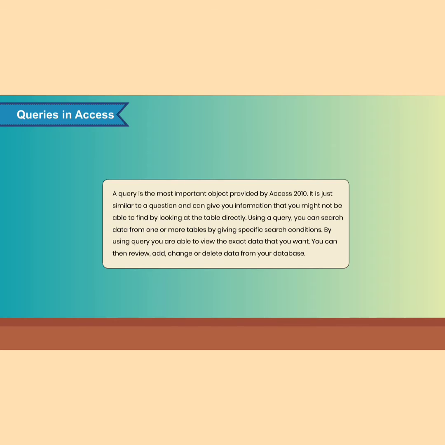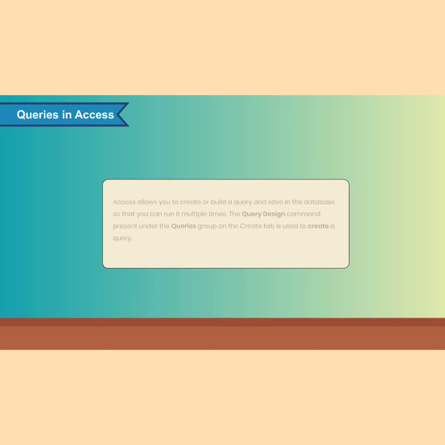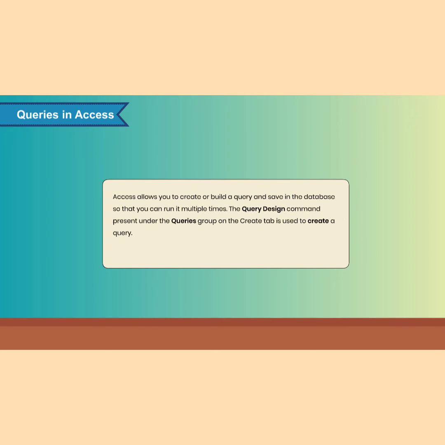Using a query, you can search data from one or more tables by giving specific search conditions. By using a query, you are able to view the exact data that you want. You can then review, add, change, or delete data from your database. Access allows you to create or build a query and save it in the database so that you can run it multiple times.